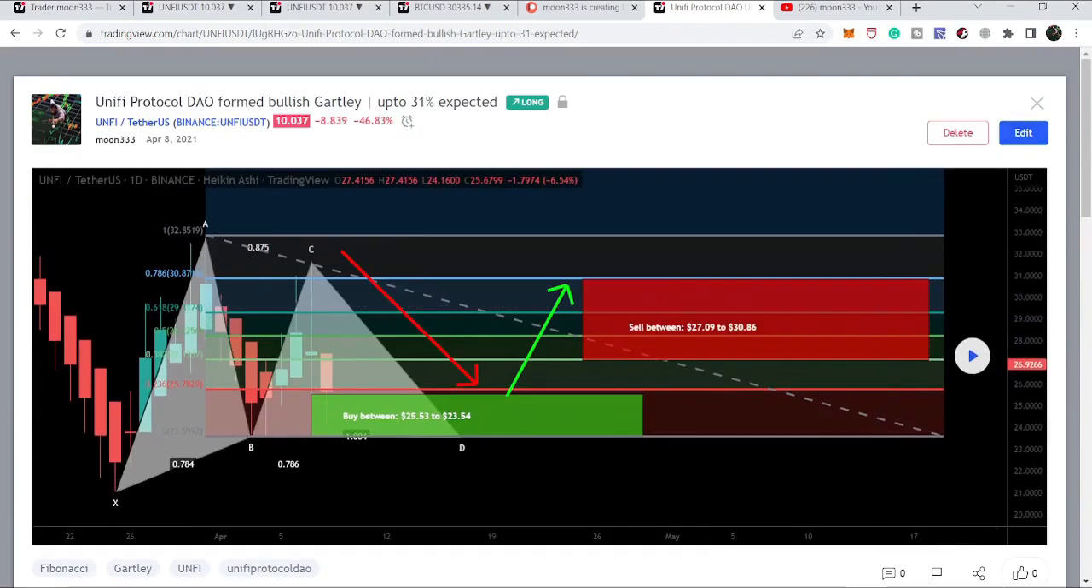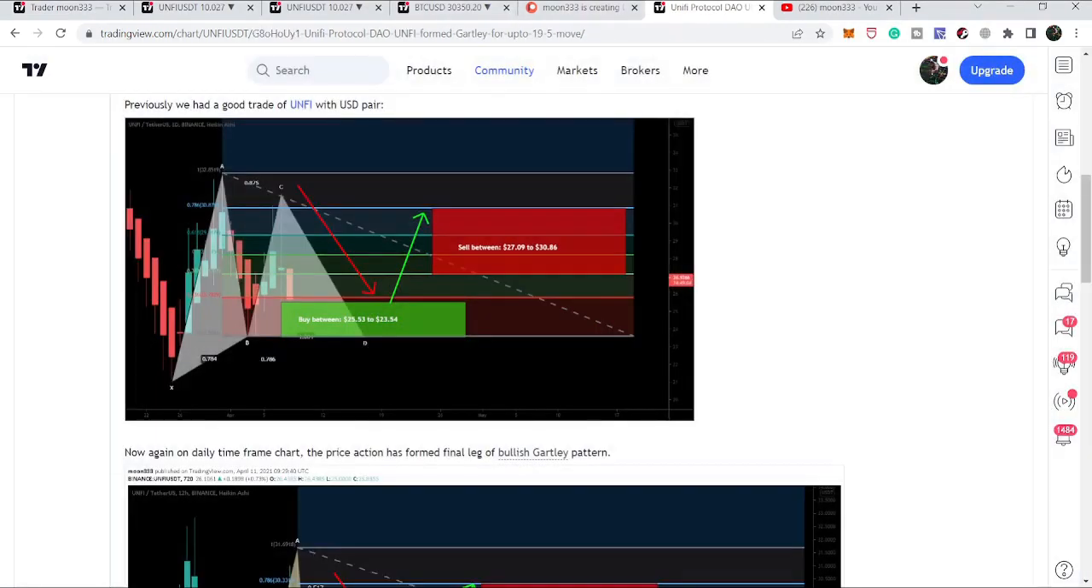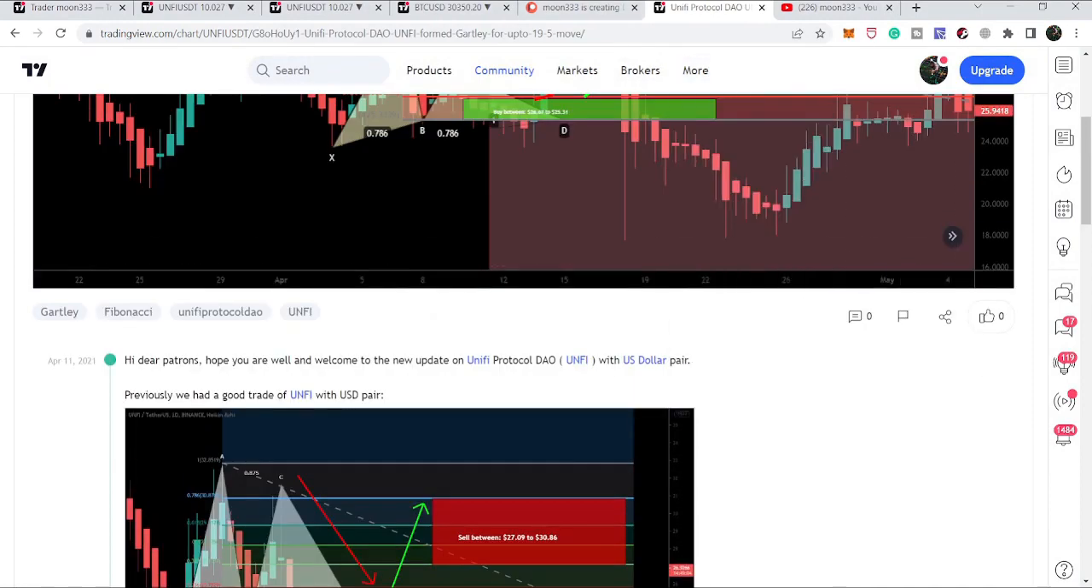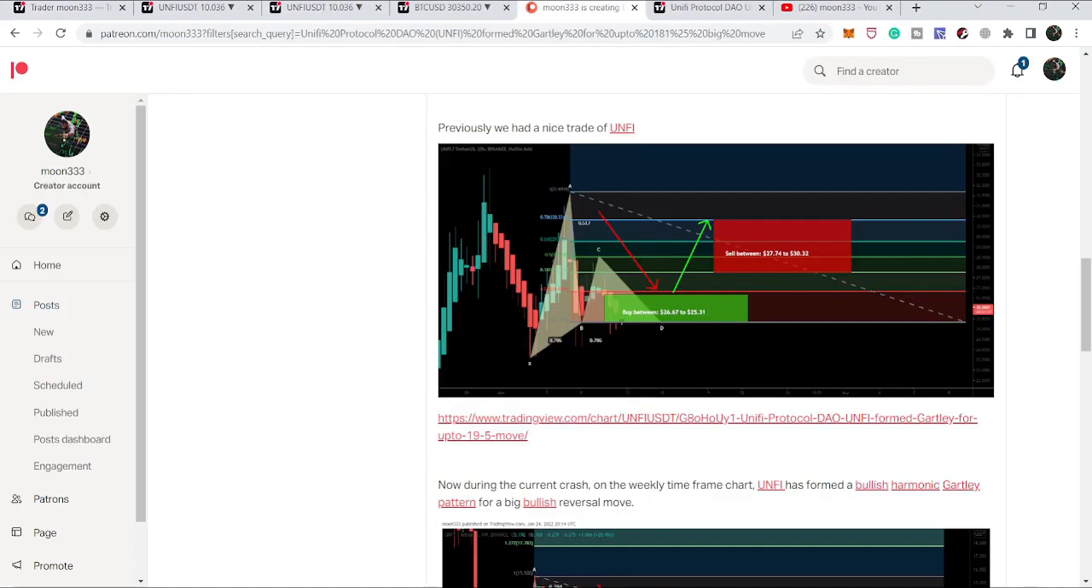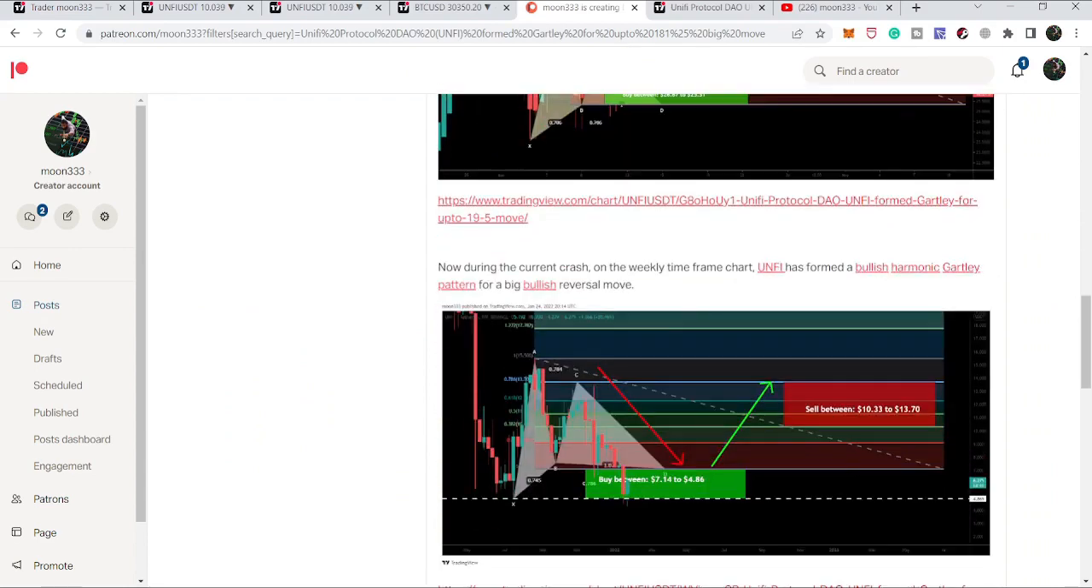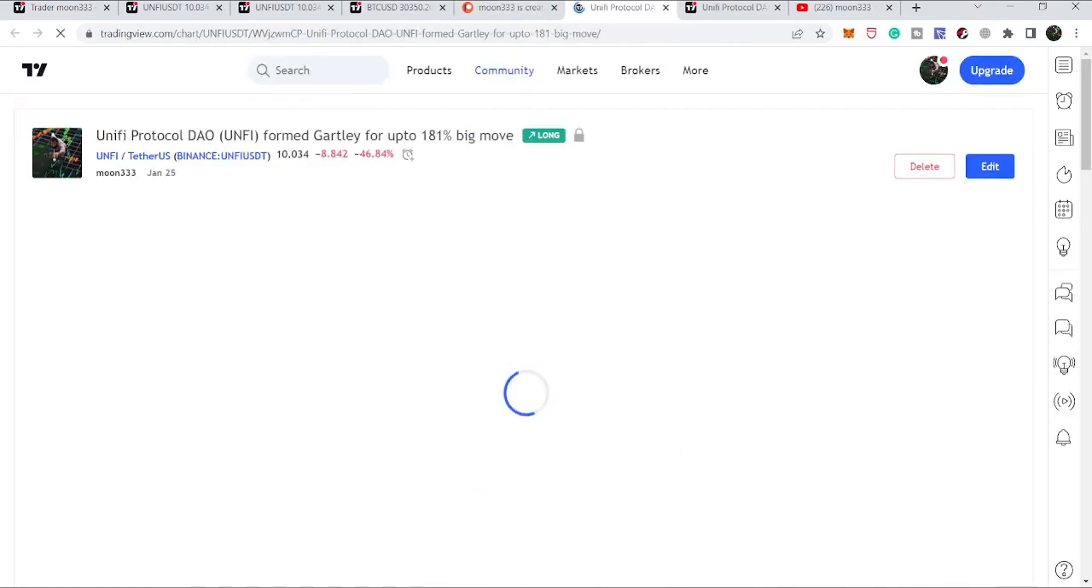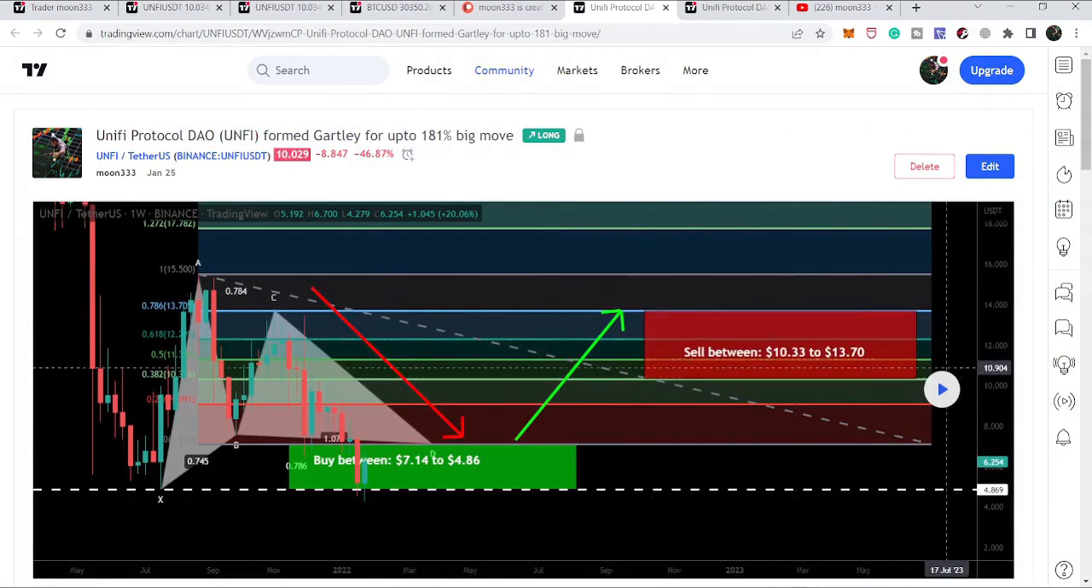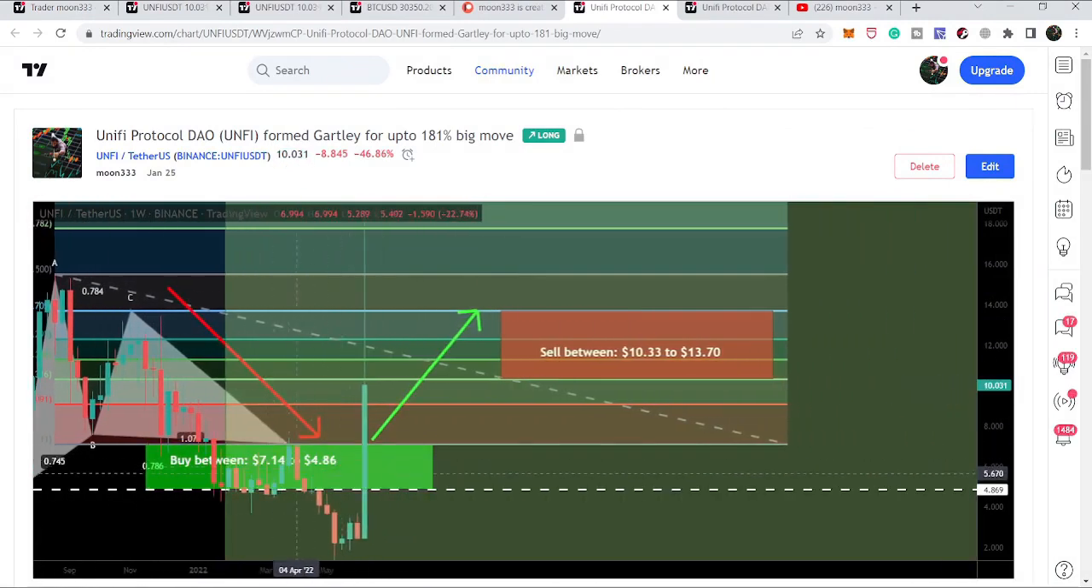Okay, let's move back to this current idea, the recent idea that I shared with you, and that was another harmonic Gartley move on the weekly time frame. This was the bigger chart. But here, if I play the chart, then you can see that the price line even broke down this potential reversal zone for a while, but reversed back, and we had a very big pump.